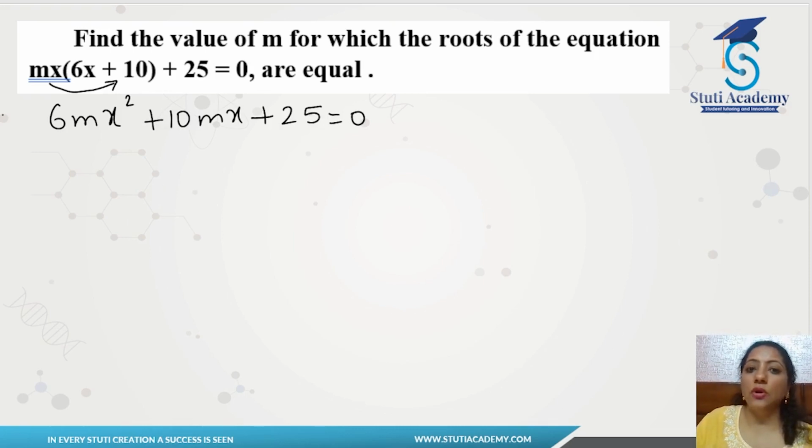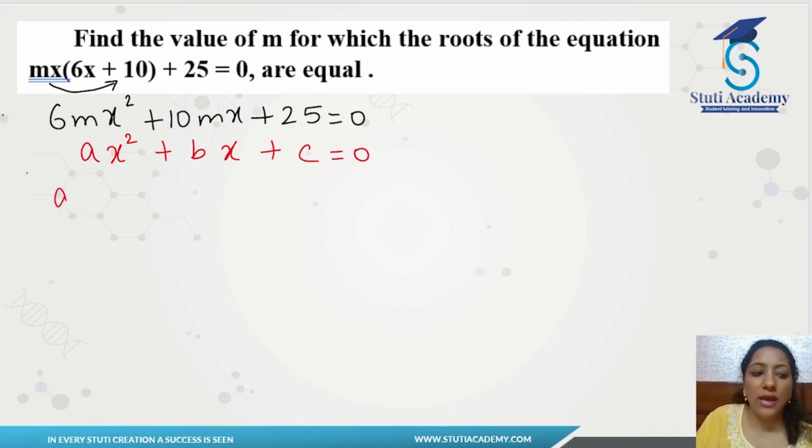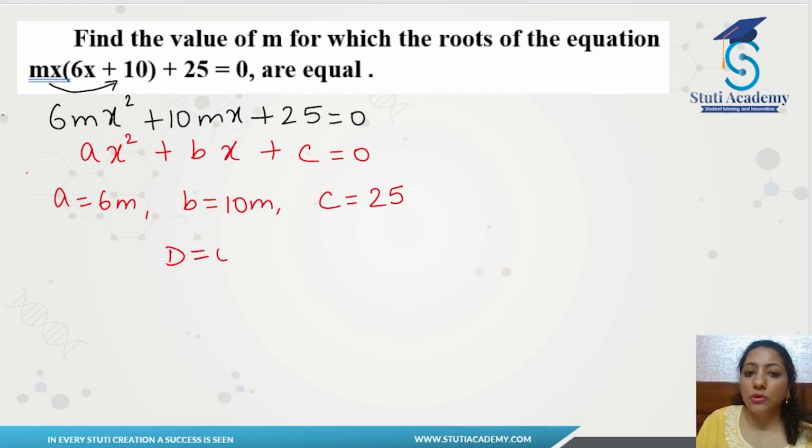Now we want that value of m which is going to give this equation real and equal roots. For that we need the discriminant to be equal to 0. So we are going to first compare this with ax² + bx + c = 0. So here we have a as 6m, b as 10m and c as 25. So we want the discriminant to be equal to 0 since we want the roots to be real and equal. That means we want b² − 4ac = 0.